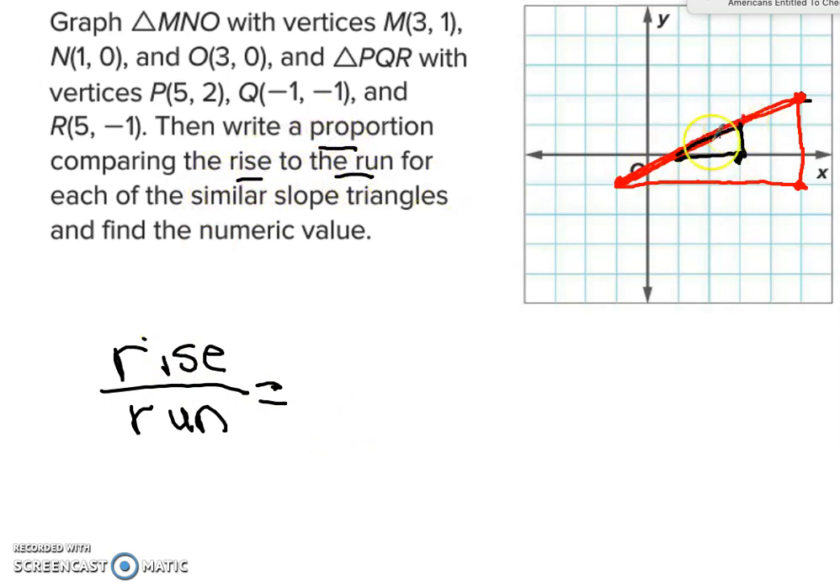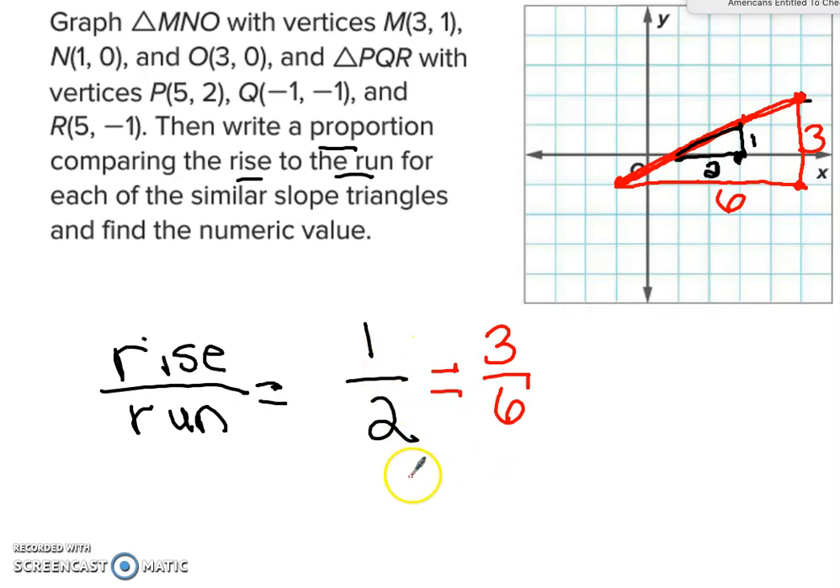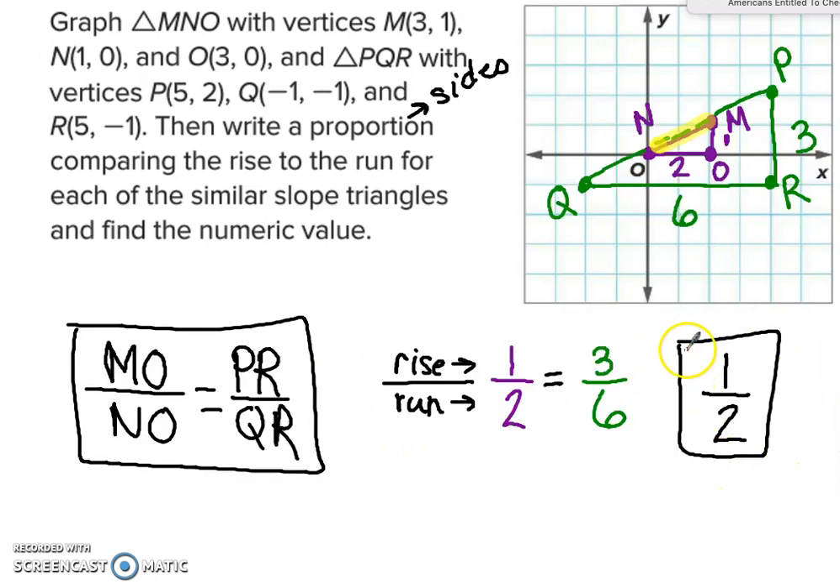So our first triangle here is our black one. Our rise is 1 and our run is 2. So it would be 1 over 2. And then our red triangle, our rise is 1, 2, 3. And this one is 1, 2, 3, 4, 5, 6. So it would be 3 over 6. And those two are equal because they both reduce down to 1/2.